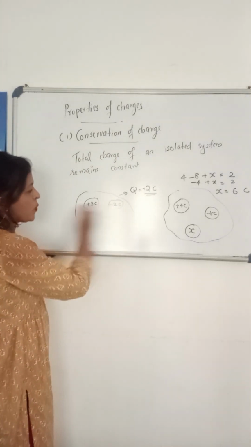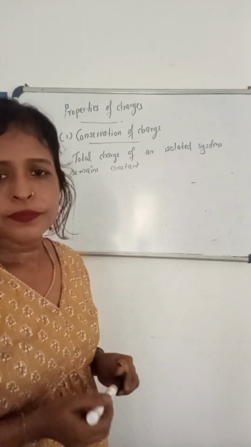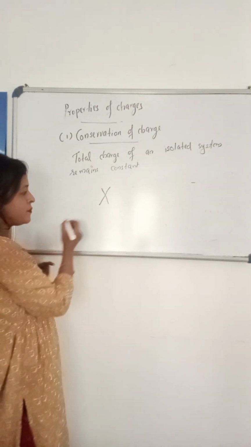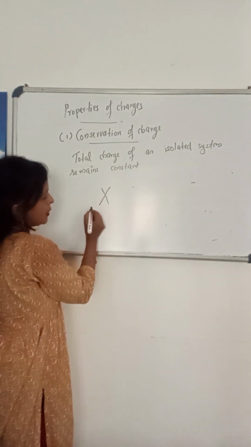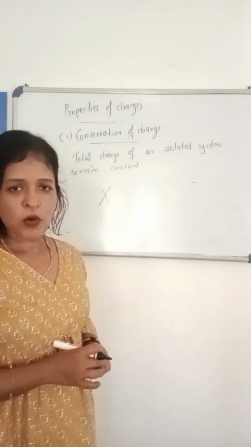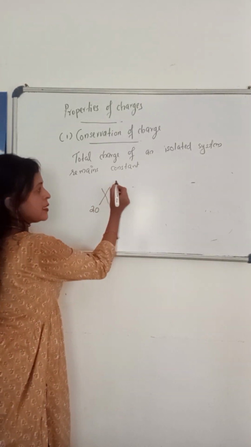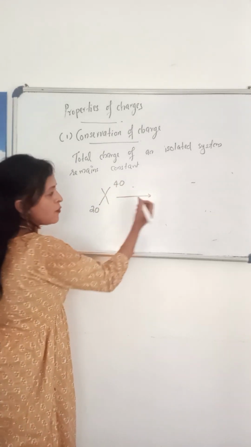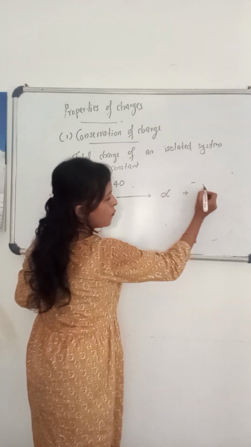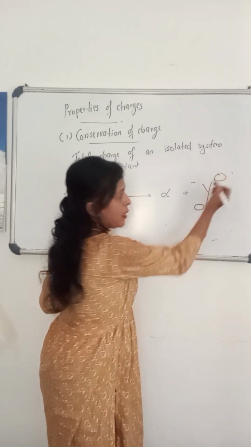Suppose another example: this is one of the nucleus, and we know that the atomic number is the number of protons and the mass number is the number of protons plus the number of neutrons. Suppose this is 20 and this one is 40, and one alpha particle is removed, and we get another new nucleus. What is the number here?